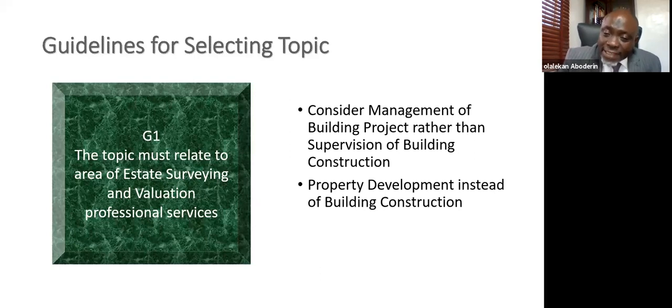Instead of writing on supervision of building construction, it should be what? Management of building projects. The scope is too wide anyway; I'm only giving that as an example. Management of delivery of building projects is within our purview. It's the job of the estate surveyor and valuer. The supervision of the construction is the technical aspect of it. It's operational, not strategic. It's not our job. So candidates are not expected to write on construction of a building, but on delivery of a project, whatever form of property it is. Equally, I gave an example of property development instead of building construction in this case.